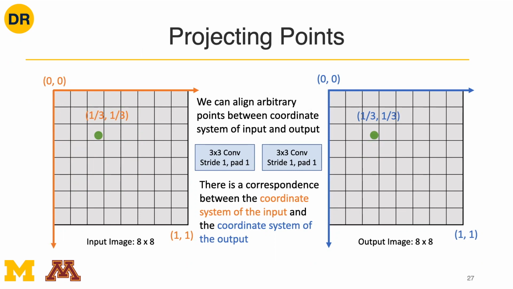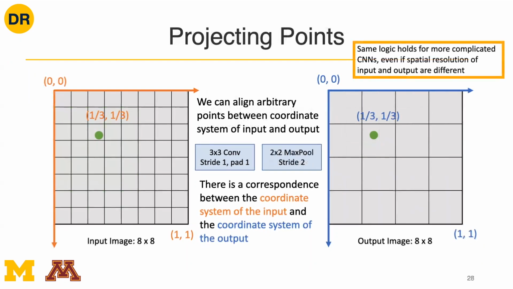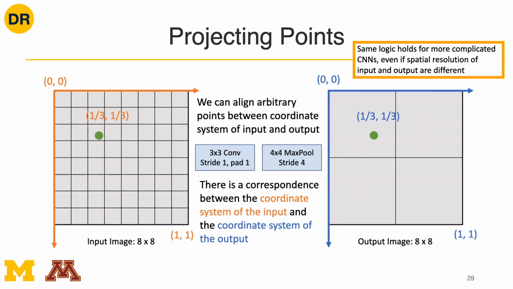And this will also work if the output feature map is not of the same size as your input. For instance, let's say you have the output to be 4 cross 4, you will still have the correspondence, although you are discretized because of your operations, but you'll still have the correspondence if you want to map back. Same thing if you are doing, let's say, much more downsampling here.